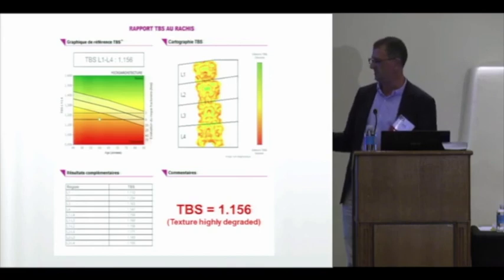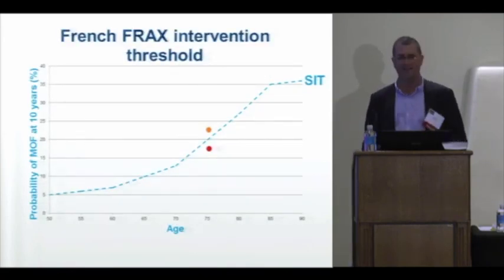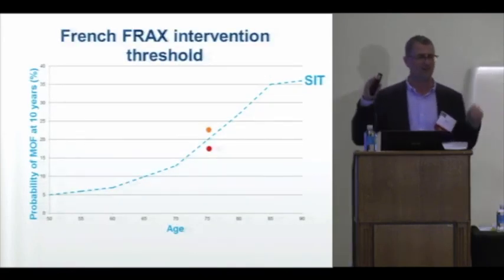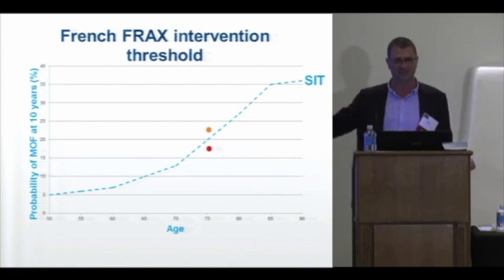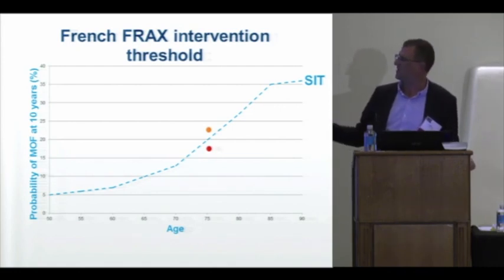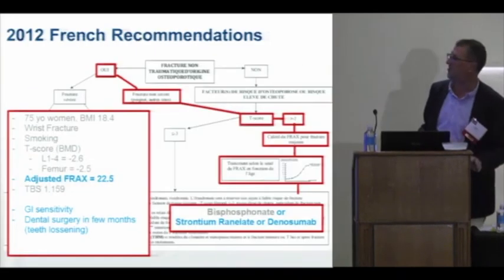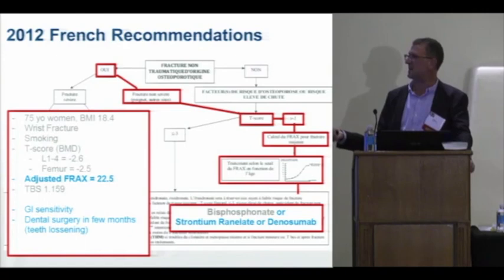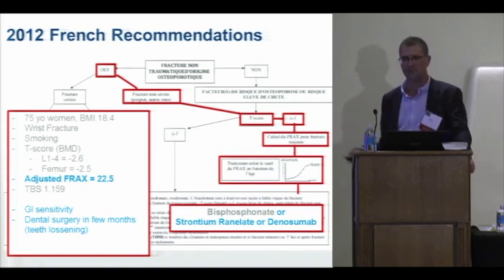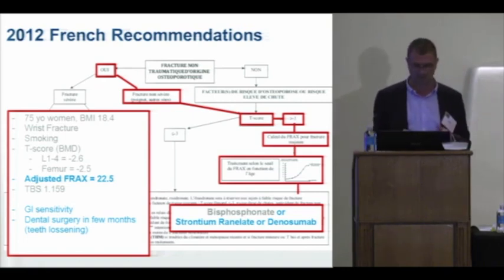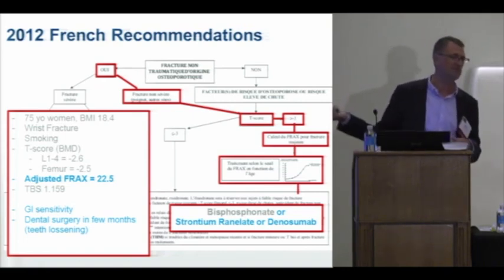The TBS was extremely low. If we apply the FRAX adjustment of 25%, as it's very low, that will move the patient from below the therapeutic threshold to above the therapeutic threshold. That means the adjusted FRAX moves from 18.5 to 22.5, and then you will treat the patient with the appropriate drugs depending on the profile of the patient in France.